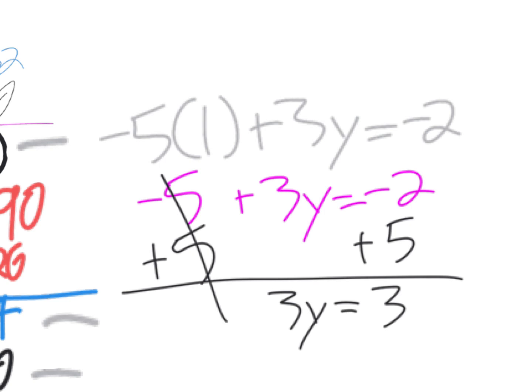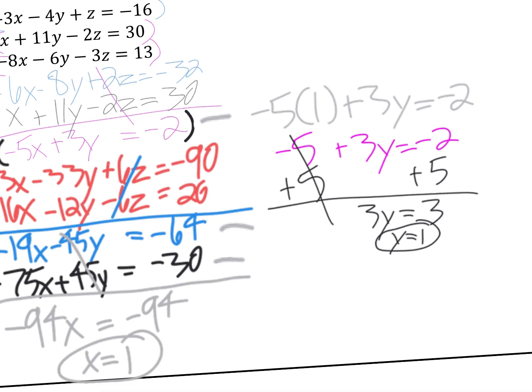And I know that 3 times 1 is 3. So I'm going to say y equals 1. Okay? And so now I have two answers. X is 1 and y is 1.